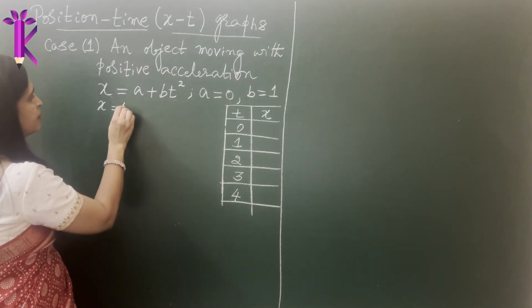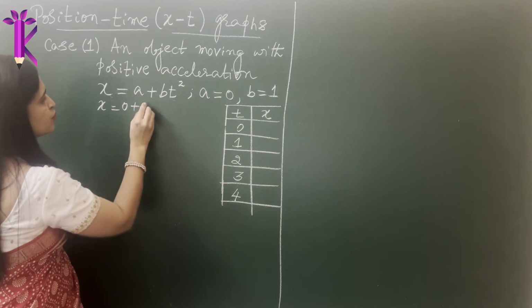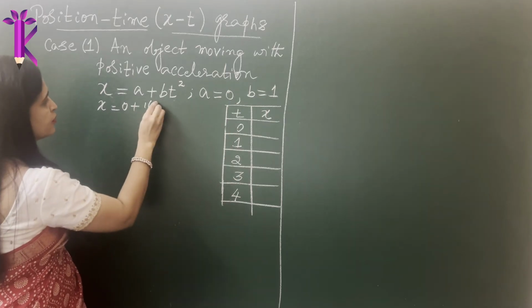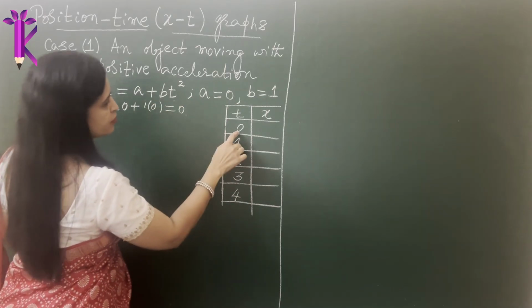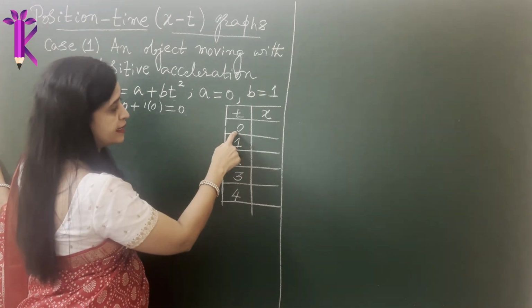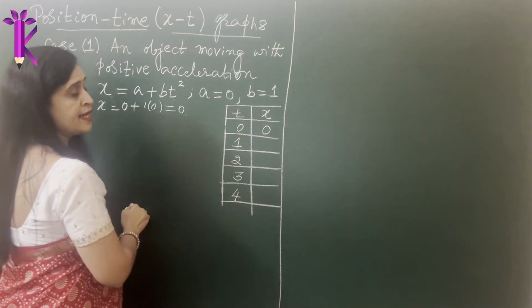So a is 0, right? Plus b is 1, and t is 0. So 1 into 0 is going to be 0. So what is the value of x when t is 0? It is also going to be 0, right?